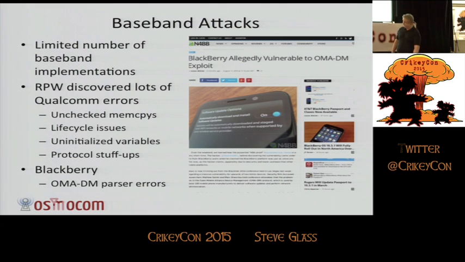And looking at the number of places with baseband attacks where this can actually work, well, we've seen examples of Qualcomm. Ralph Philippe Weinmann came up with unchecked memcopies, lifecycle issues, uninitialized variables, integer overflows, things that shouldn't be there, including some real protocol stuff-ups where things were dealing with the CDMA stack that shouldn't actually be present in the GSM stack at all. And the functionality was still there because the stack was written to come out for both markets. And he was able to send message types that shouldn't exist.